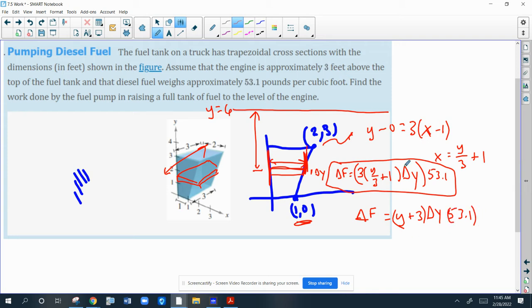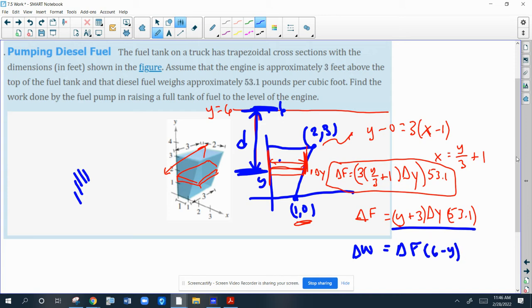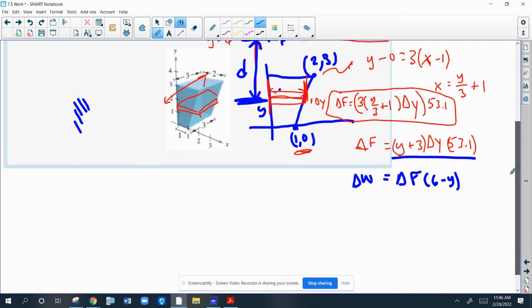Now we have to figure out the distance we are pumping this. So we got a force. We need to multiply by this distance right here to get it to be a work. So work would be this force times the distance. Well, this distance is this y minus this y. Y equals 6 is up top, and then down bottom, that's just however far we are on the y-axis, so it's y. So to measure this distance, it'd be the top 6 minus the bottom y.